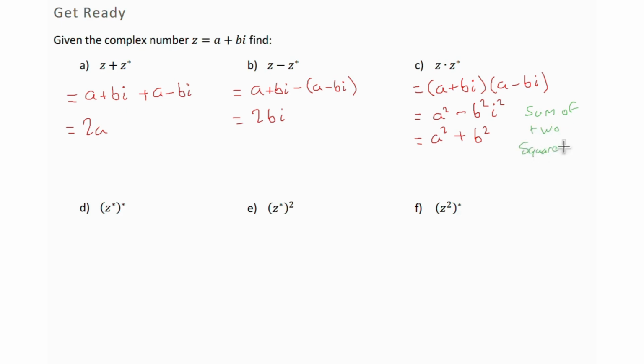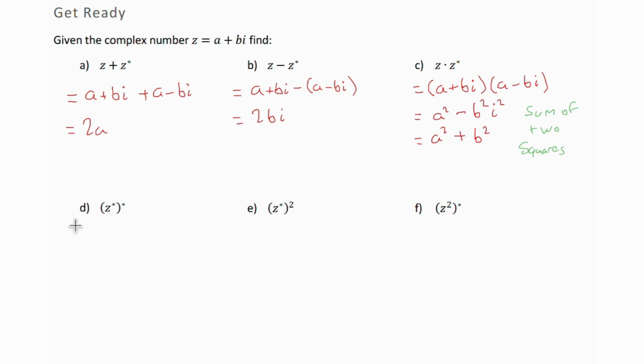because it means we can actually factorize the sum of 2 squares. It just means we need to use a complex number. We have something like a squared plus b squared. We can factorize it into a plus bi times a minus bi. But again, notice that the answer here is real. a squared plus b squared is real because a and b are both real numbers. So the result we get when we multiply a number by its conjugate is a real number.